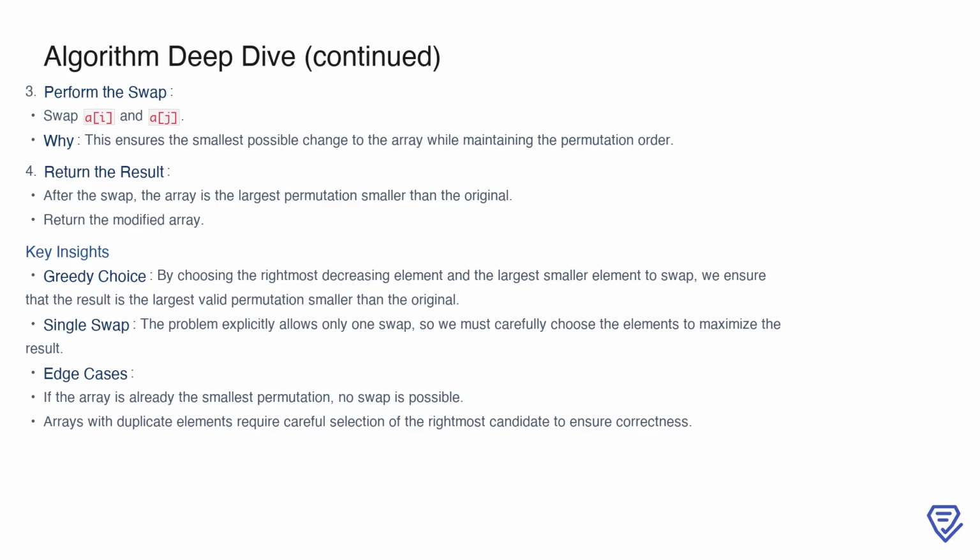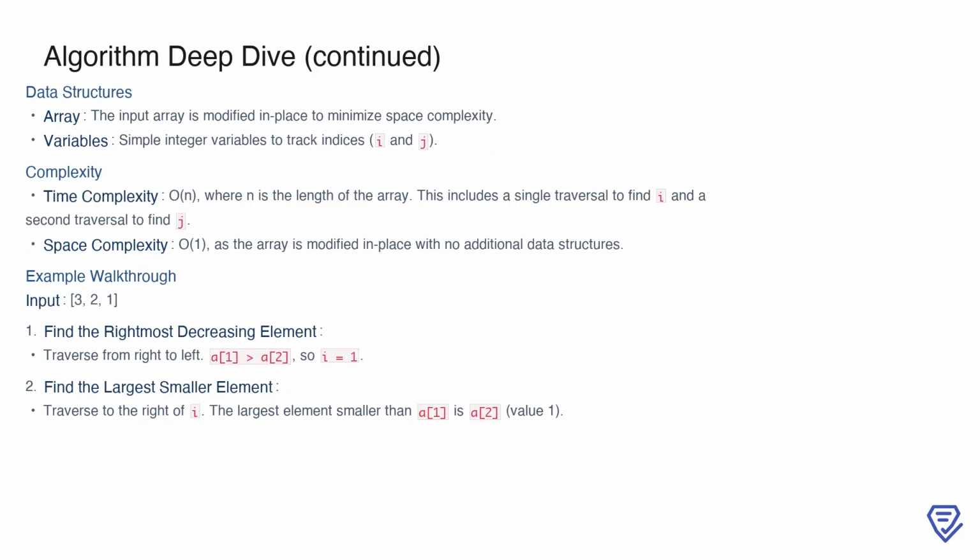Finally, we perform the swap between i and j, giving us the desired result. The array is now the largest permutation smaller than the original, and we return it. Here, we rely on the input array itself for in-place modifications, which minimizes space complexity. The algorithm is efficient, with a time complexity of O(n). This comes from the single traversal to find i, followed by a second traversal to locate j. The space complexity is O(1), as no additional data structures are used.